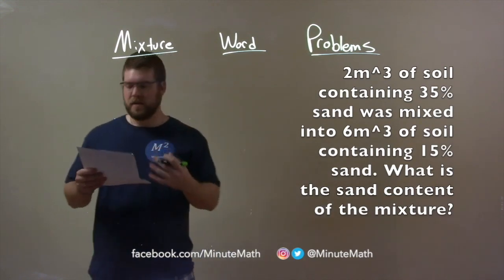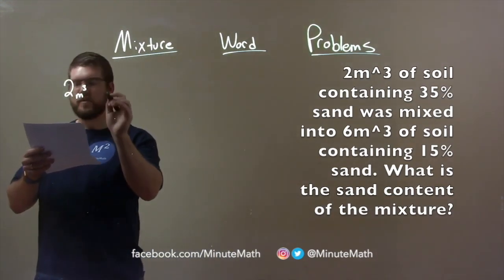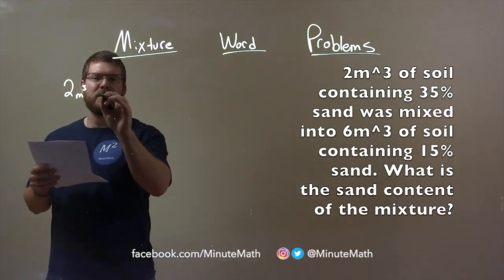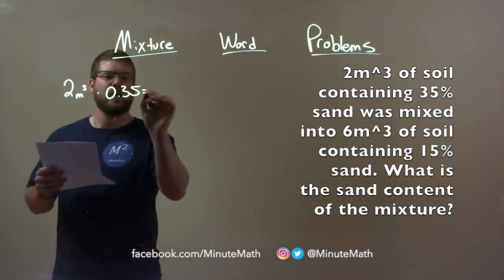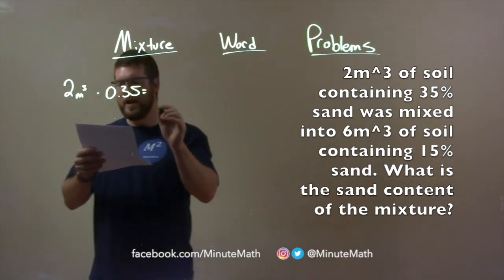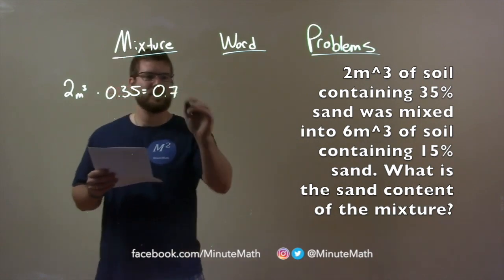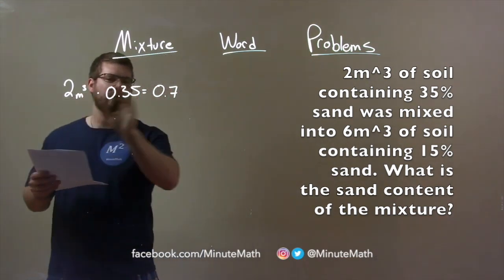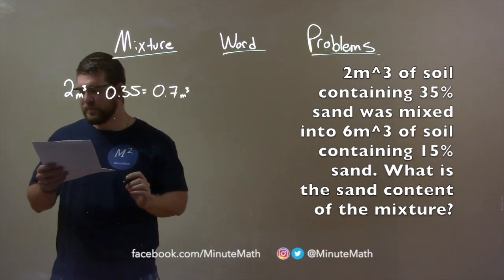So the first thing they tell us here is we have 2 meters cubed of soil containing 35%. So that as a decimal is 0.35. When we multiply that out in that mixture, that means we have 0.7 meters cubed of our mixture. Now that's containing sand, right? So that original 0.7 meters cubed contains sand.